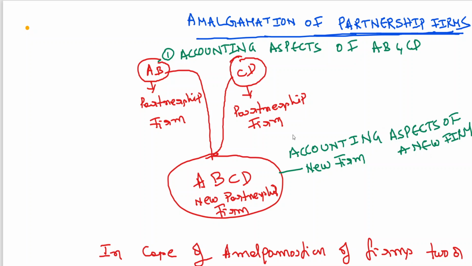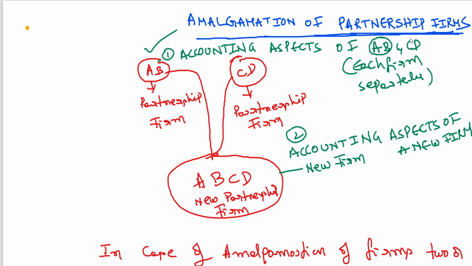So we are having totally two aspects, accounting aspects. One is accounting aspects of A, B, C, D, that is each firm separately. Then accounting aspects of the new firm, that means A, B, C, D. That means you should write entries of the AB firm and entries of the CD firm. The accounting aspects are common, but you should write entries for the AB firm and the CD firm. Then you should write accounting aspects of the new firm, here A, B, C, D. So these things you should learn in today's class.